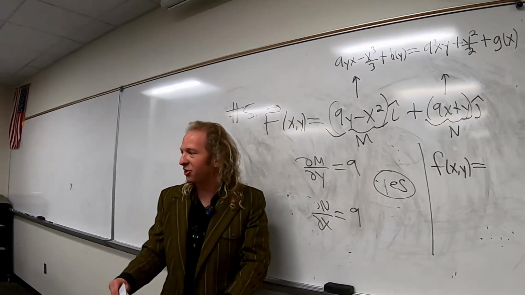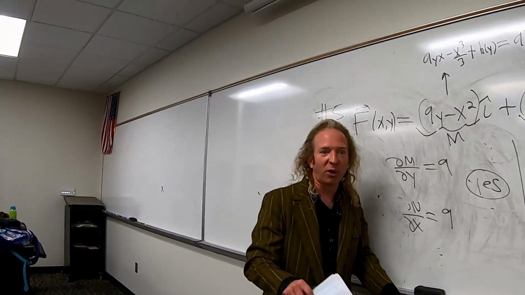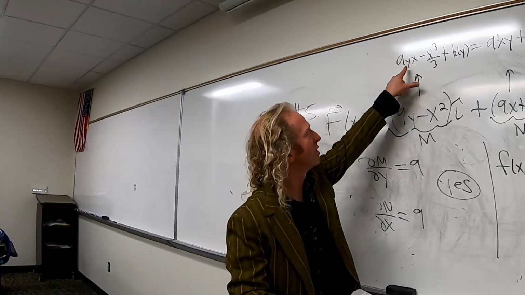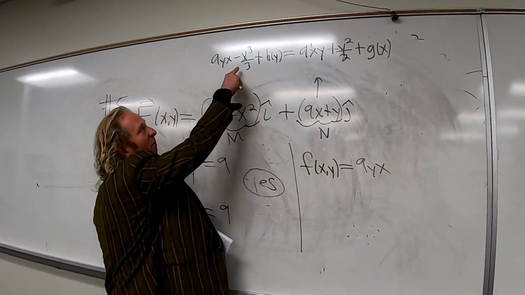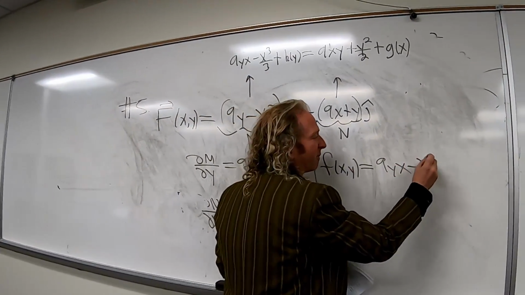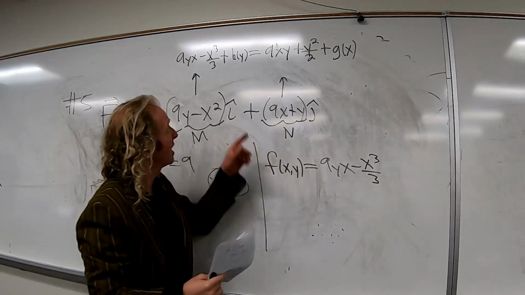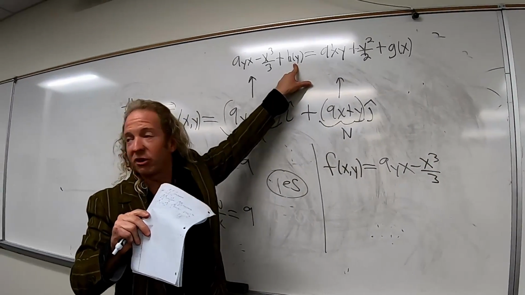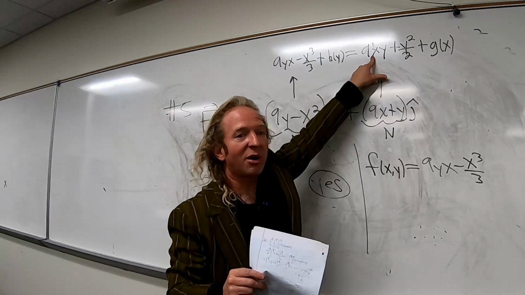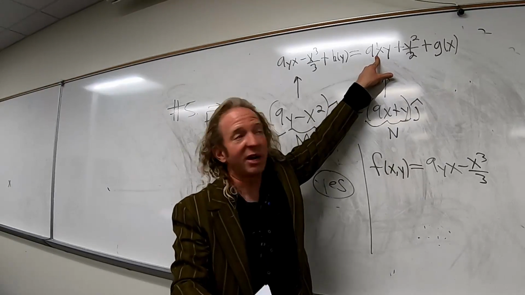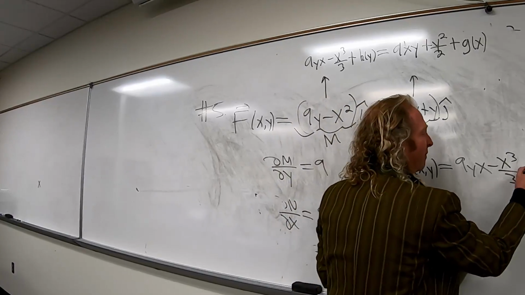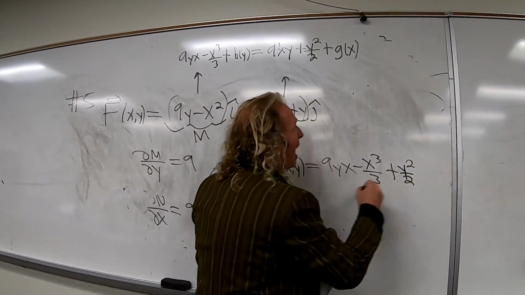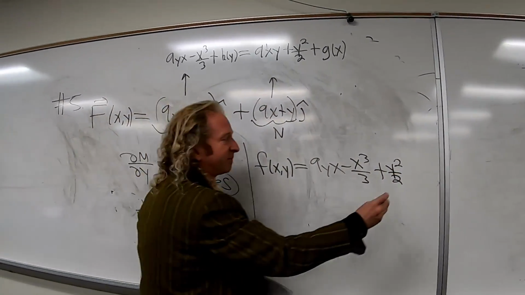Okay, so now you write the answer down. This is the hard part. Okay, so read it left to right. So 9yx. Write down everything you see, okay? Minus x cubed over 3, plus h of y. So now go to the other side. 9yx, did we already write it down? We did, so you don't write it again. Y squared over 2, did we write it down? No, so we write it down. And that's it. Then you just add a c.